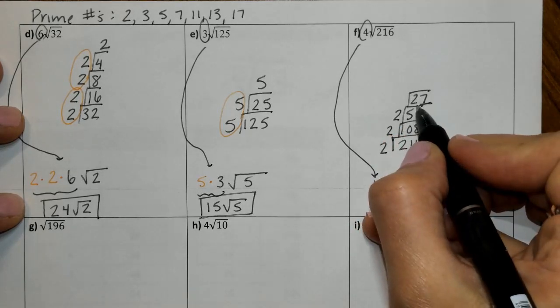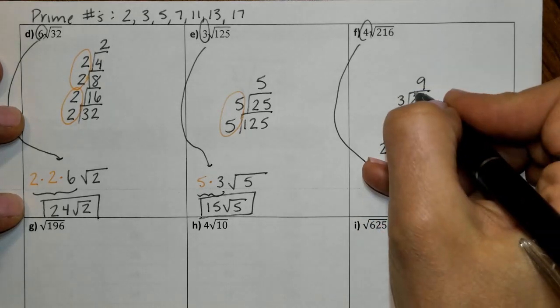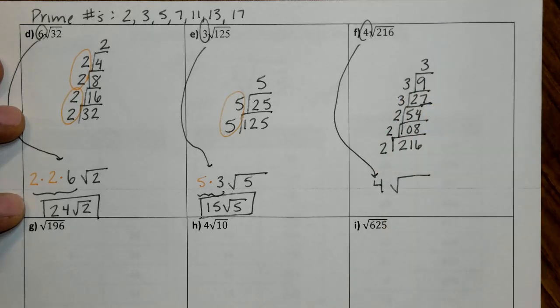Can we divide by 3? Yes, we can. We divide by 3, we're going to get 9. We can still divide by 3, and we get 3. Prime number at the top of the tower. Let's grab all of our buddies.